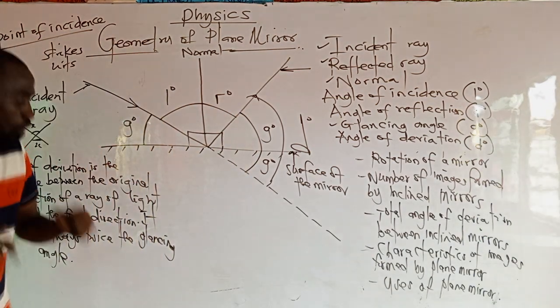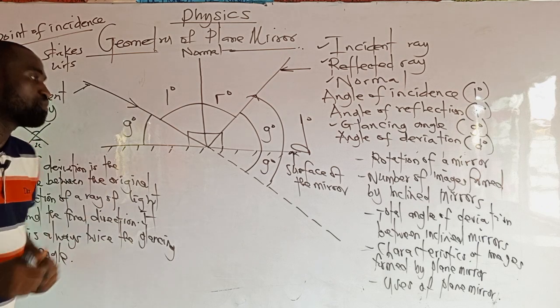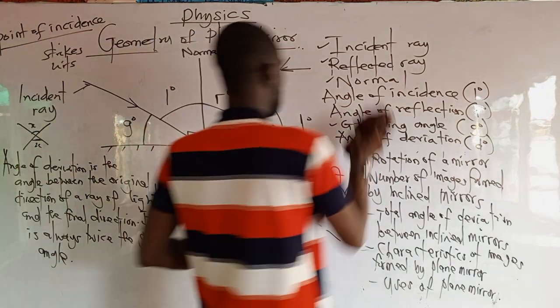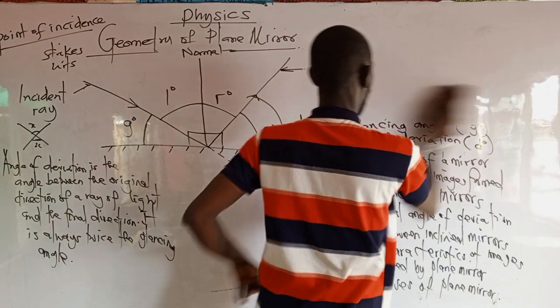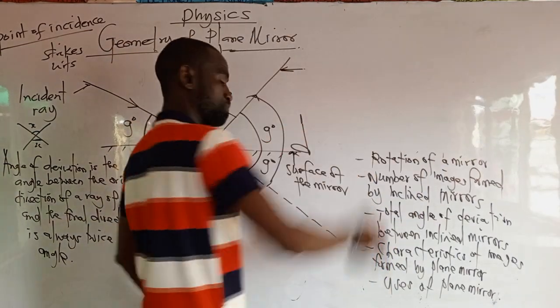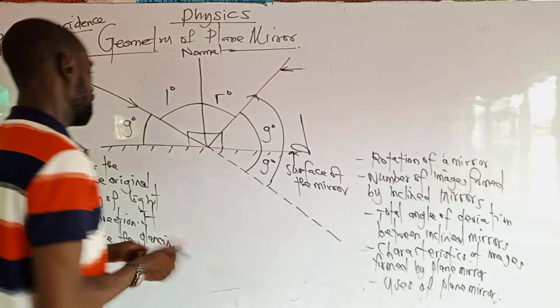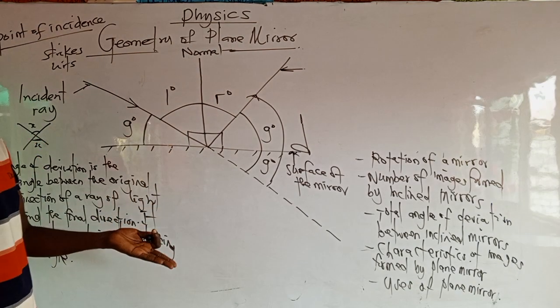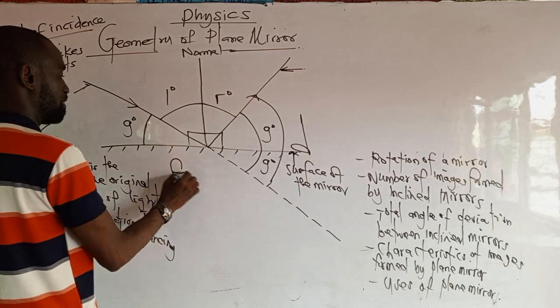So from here, we want to get something that's very powerful. I can say my equation 1, geometry of plane mirror. That's where we are. What's the first thing? I can say my I plus my G is 90 degrees. From geometry, you have this.